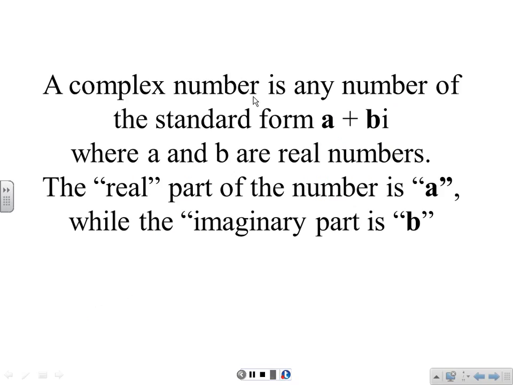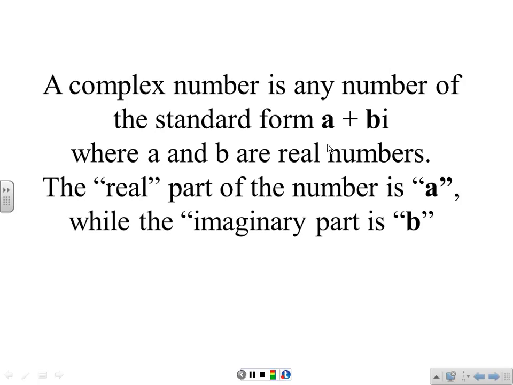Okay, so a complex number is any number of the standard form a plus bi, where a and b are real numbers, and the real part of the imaginary number is a, while the imaginary part is b. So if I ask you to write your complex number in standard form, when you check your answers in the back of the book, you're going to see the answers written in standard form as well.